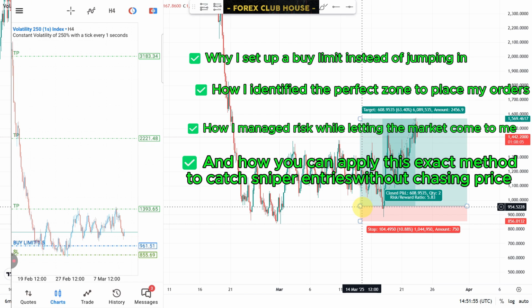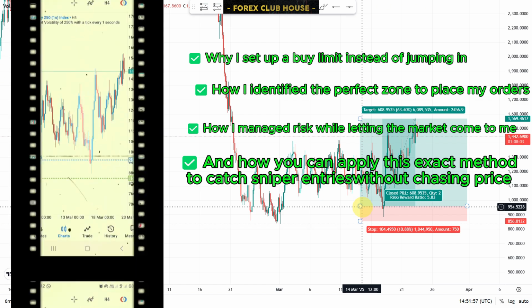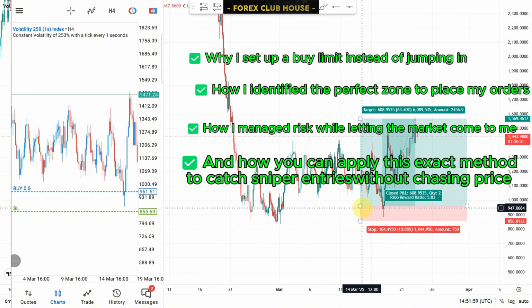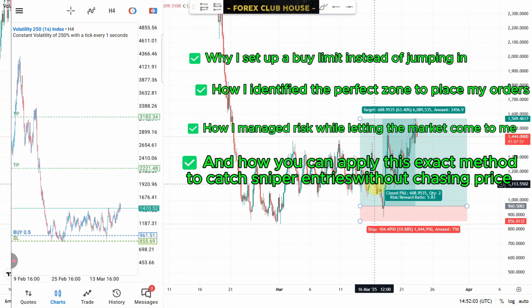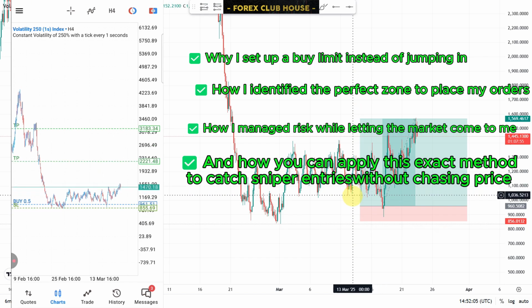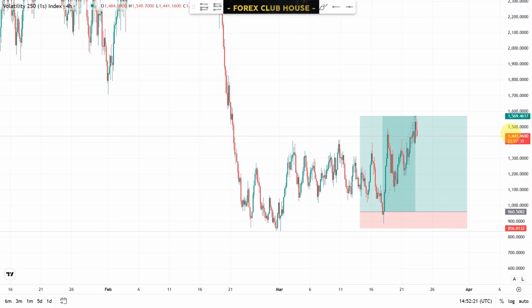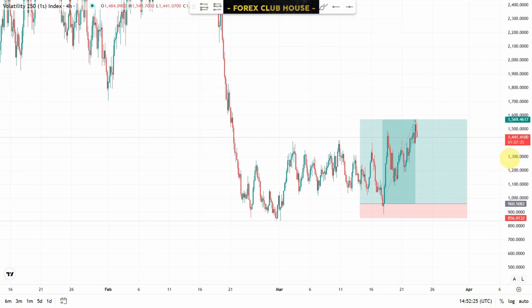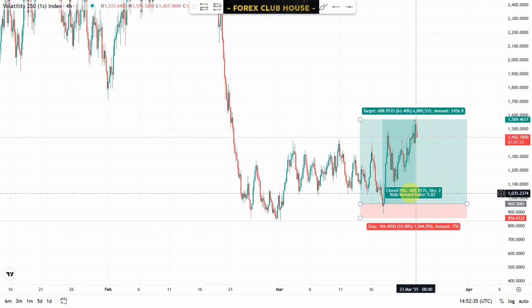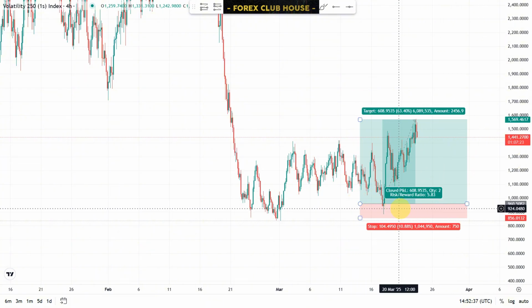This isn't just another trading setup, guys. It is a strategy breakdown that could completely change the way you enter into the market. Let's dive right in. The trade was on volatility 151S index, one of the fastest moving, most aggressive indices out there. Perfect for traders who want precision, of course. And here is exactly how I did it until I got these buy limit orders.